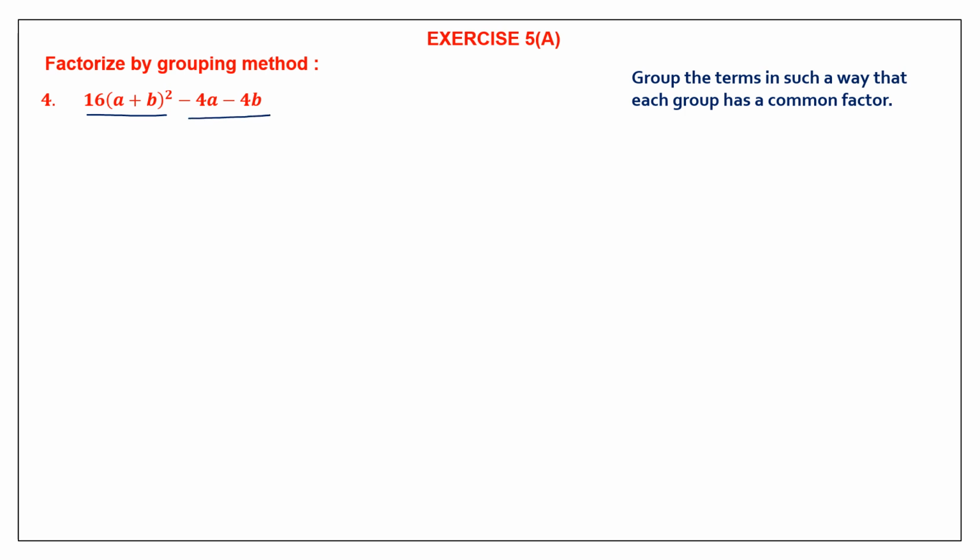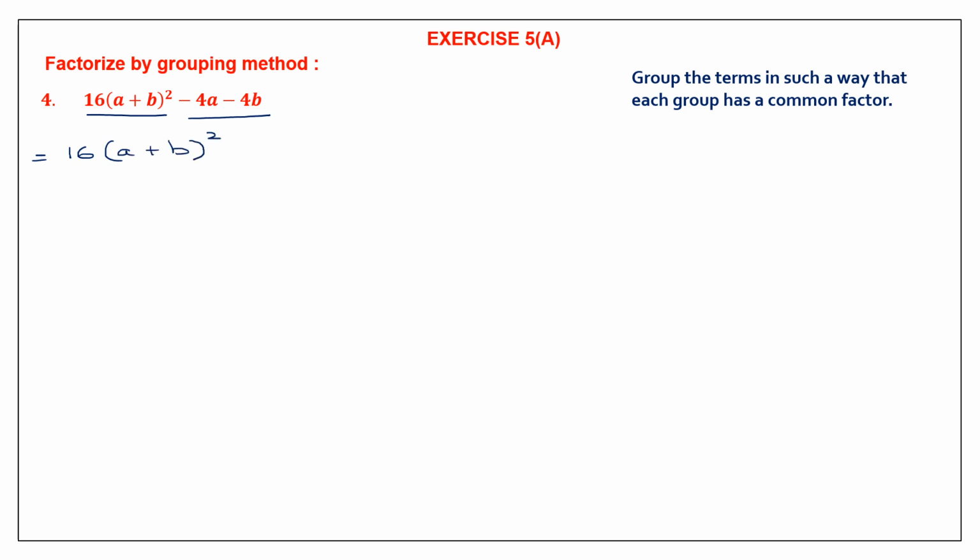Now we have to group it in such a way that they have a common factor. As you can see, the first group here is just one term by itself, isn't it? So we can write it as it is. So here let's write that. So this will remain as 16 into a plus b the whole square.